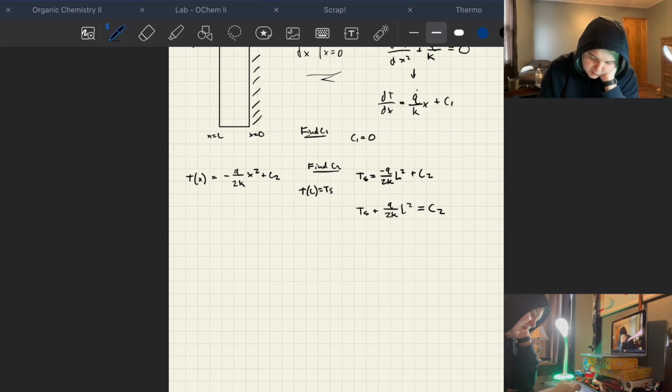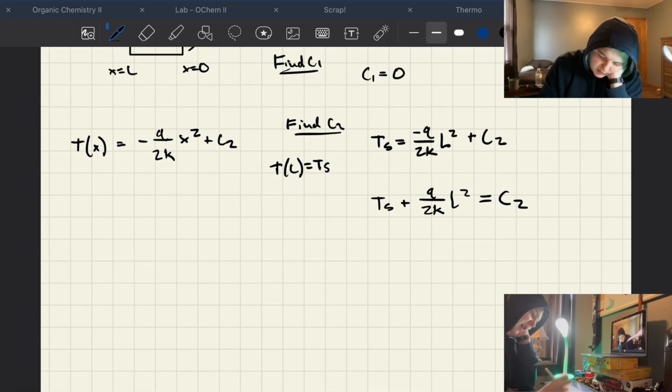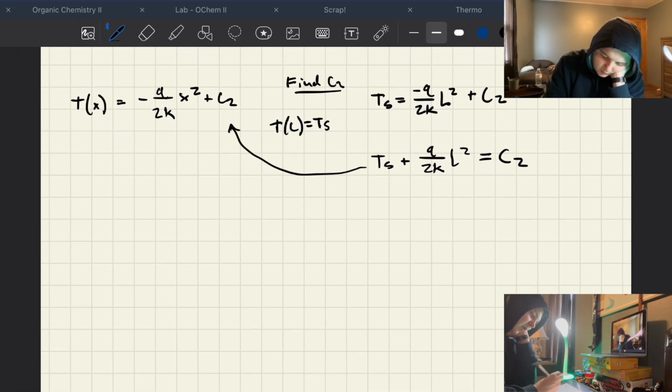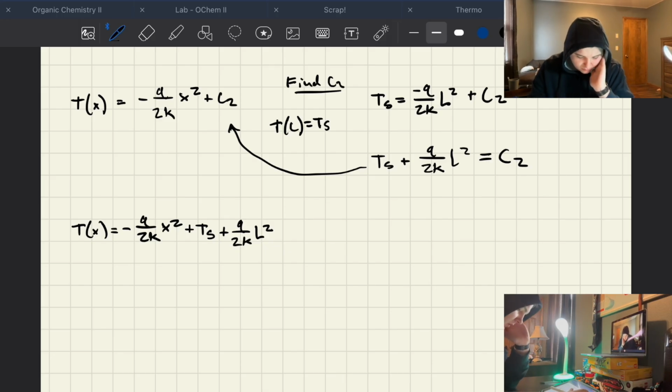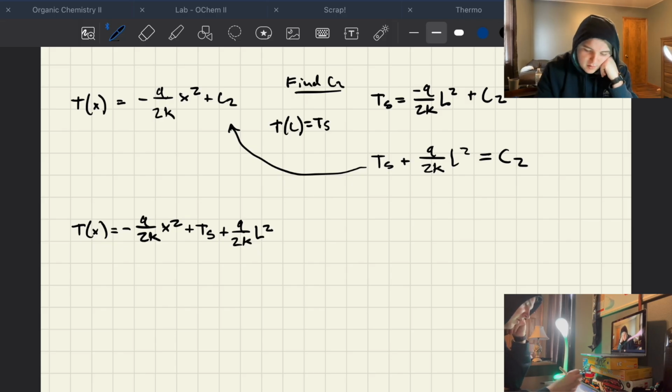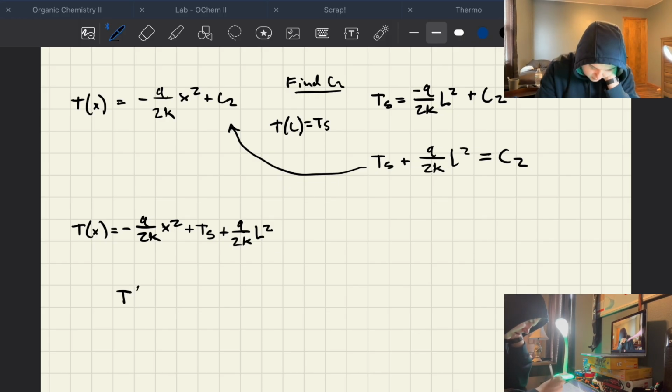So we did find our C2, but we still need to add that into our T equation, so let's just rewrite everything. So we got that. Now what we can do is, since these two are constant, we can pull the x squared and the L squared out. So then what we're going to get is going to be T of x.